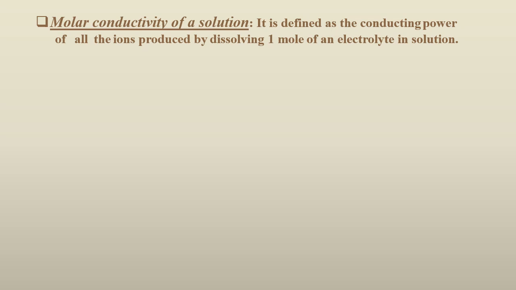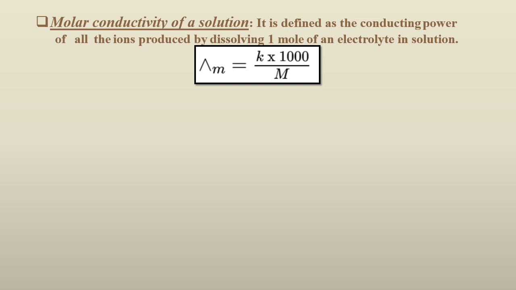So now here we are measuring the molar conductivity of a solution. Hence it is defined as the conducting power of all the ions produced by dissolving 1 mole of an electrolyte in the solution. Molar conductivity is represented as lambda m, which is equal to K into 1000 upon capital M. Capital M is molarity.